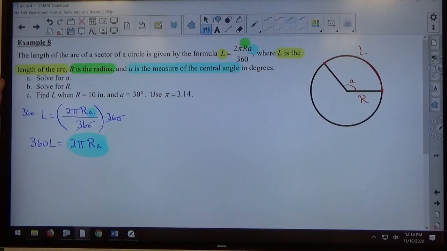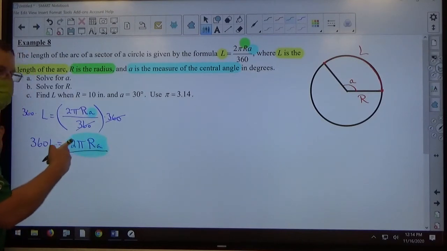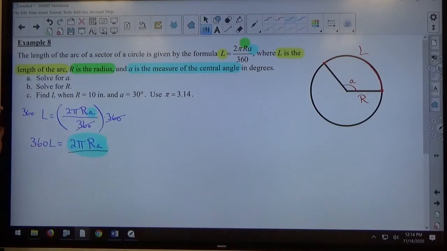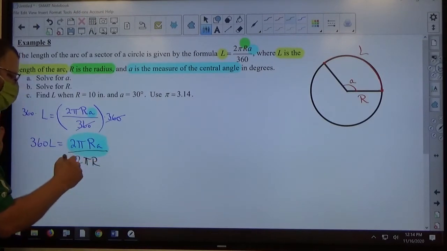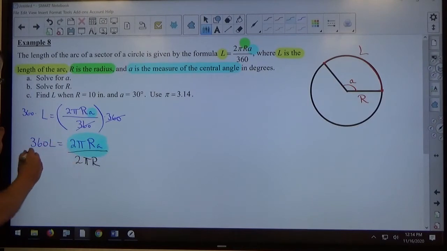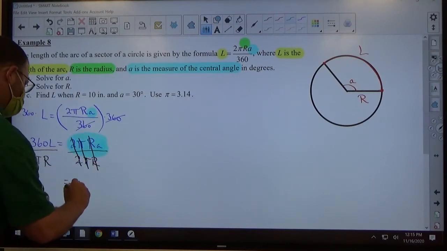And then when you get to step 6, because there are no like terms here, we're going to divide by the coefficient of the variable. Well, if what I'm trying to get is A equals, everything else that's not A represents the coefficient of the variable. So I want to divide by 2 and pi and R to get rid of all the multiplication by A. So I have to divide the other side by 2 times pi times R. End result, 2 divided by 2 is 1, pi divided by pi is 1, R divided by R is 1. I'm left with 1A, which is also known as A.